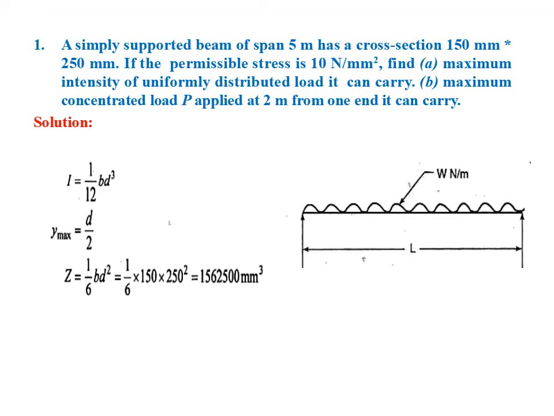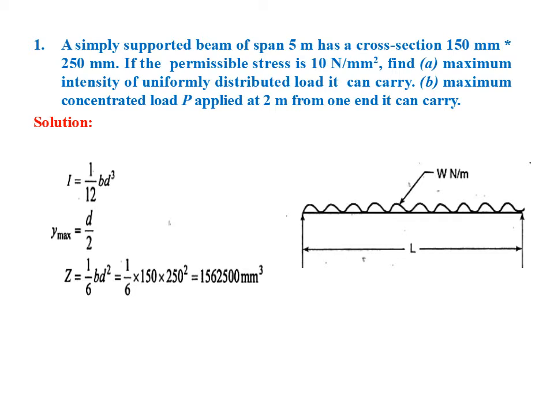Let's see the problem related to simple bending. A simply supported beam of span 5 meter has a cross section 150 mm into 250 mm. If the permissible stress is 10 Newton per mm square, find the maximum intensity of UDL, uniformly distributed load, it can carry and the maximum concentrated load P applied at 2 meter from one end it can carry.